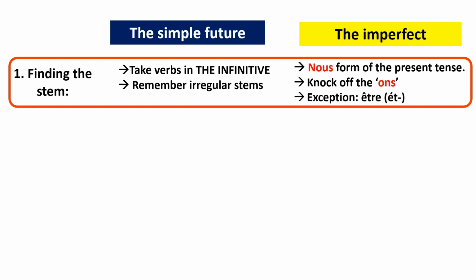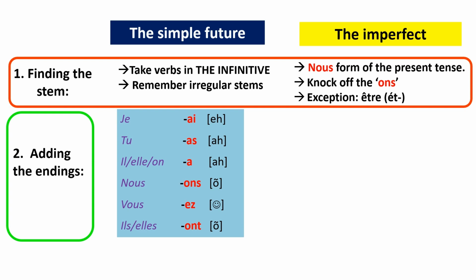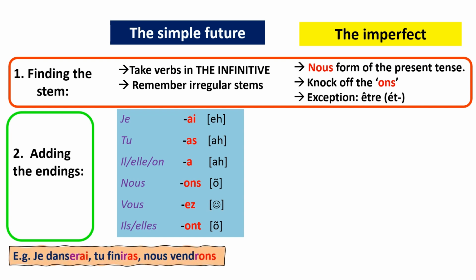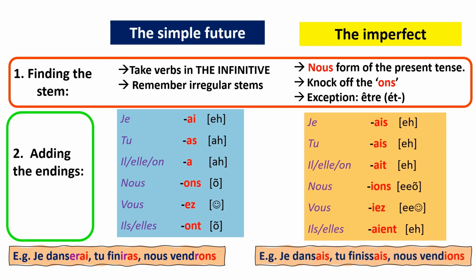The second thing we need to do, once we have the stem, is to add the endings. And for the simple future, we've got these endings that look almost like the verb avoir. So, je danserai, tu finiras, nous vendrons. For the imperfect, we add these endings, they're almost similar, and we end up with je dansais, tu finissais, nous vendions.